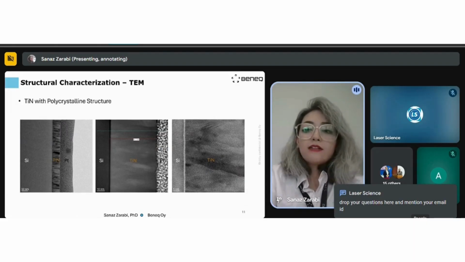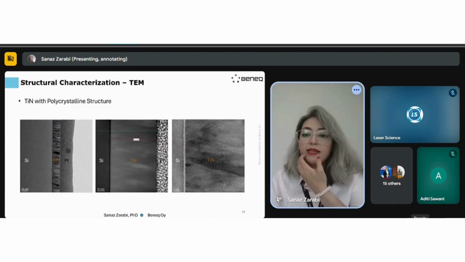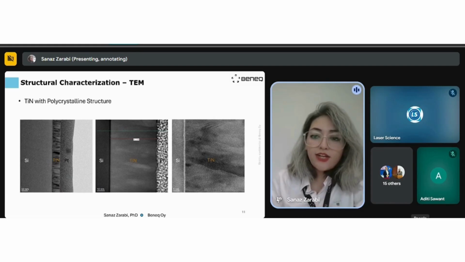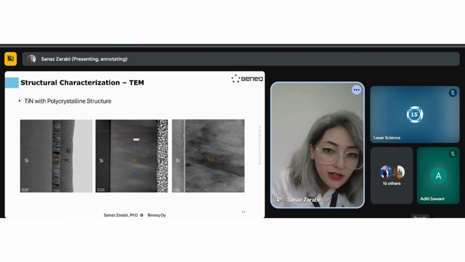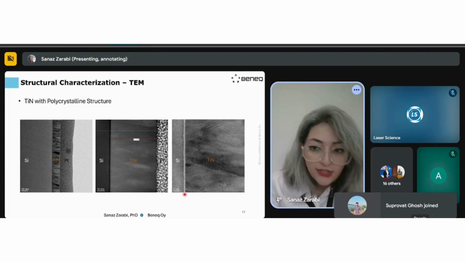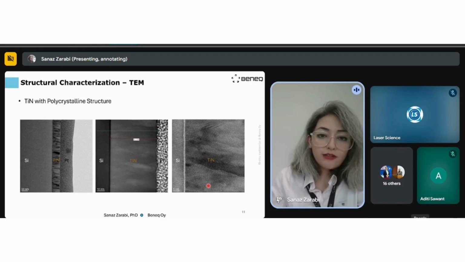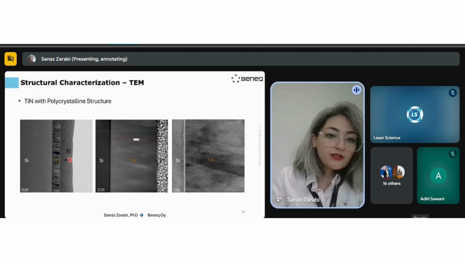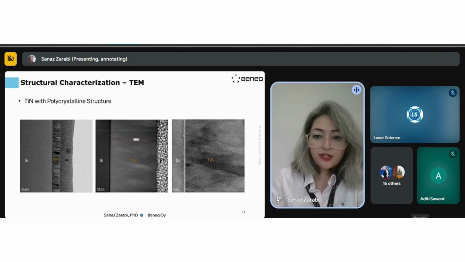Now, let's take a closer look at the TEM cross-sectional analysis of our tin nitride thin film. The image clearly reveals the layered structure of the sample, consisting of the silicon wafer, the substrate, which you can see here, silicon dioxide, which is this layer, the dielectric layer on top of the silicon wafer, and then the deposited film of tin nitride. And in these images, you can also see the platinum, which was the protective layer from lamella preparation.